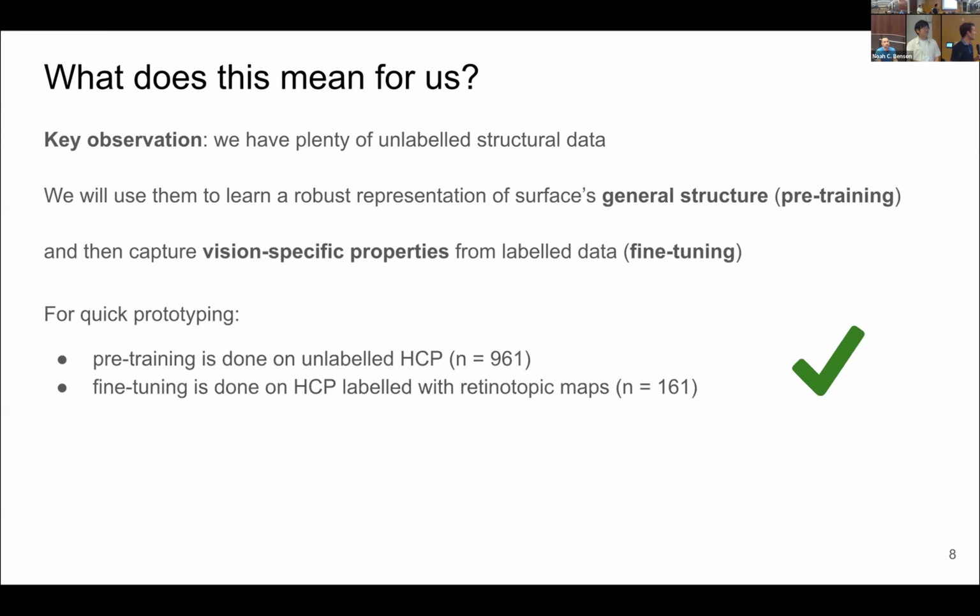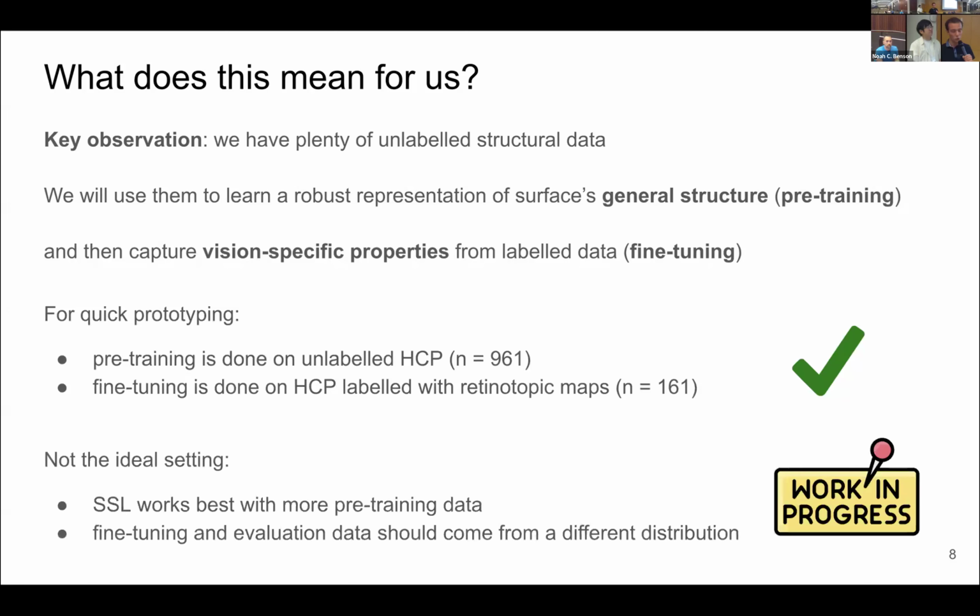For prototyping reasons, we have reduced pre-training to the unlabeled subset of HCP, which is around 900 subjects, and fine-tuning to the labeled subset of HCP, which is around 161. This is not ideal because self-supervised learning really works when you have a lot of unlabeled data, and evaluation should really be done on data that come from a different distribution, but still, this was the best we could do in 4 days.